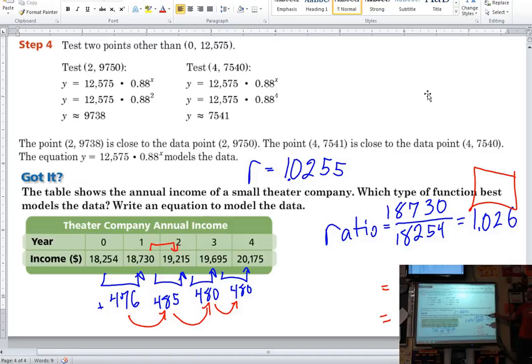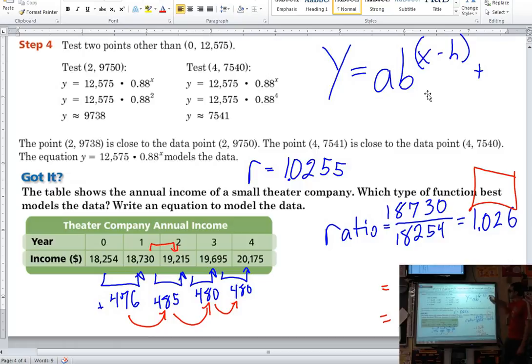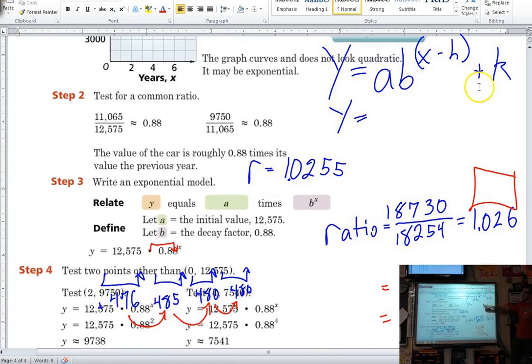So then we use that ratio to set up an equation. You got to remember our exponential form, that's the whole complex thing. But what do we really care about from here? A, B, and the X. And we'll deal with H and K if we need to. But how do I determine my A, my B, and my X? Well, especially if you forget, go back up into the previous situation.